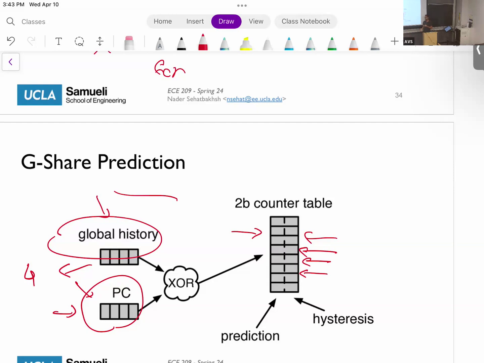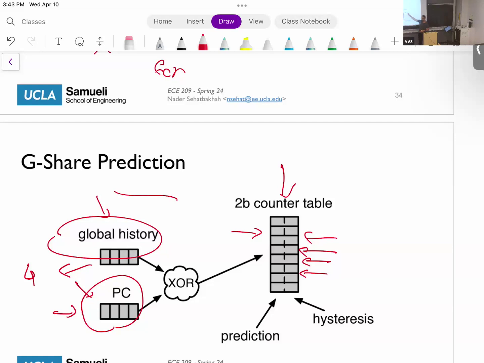So this way, we're balancing between local history and the global history. If the global history is changing, then we are changing the entry. If local history is changing, we are changing the entry. And then here we just use the old bimodal predictor. And how many entries does this have?